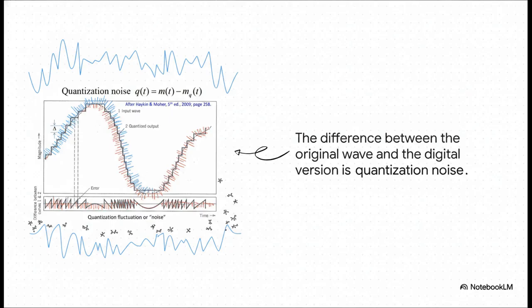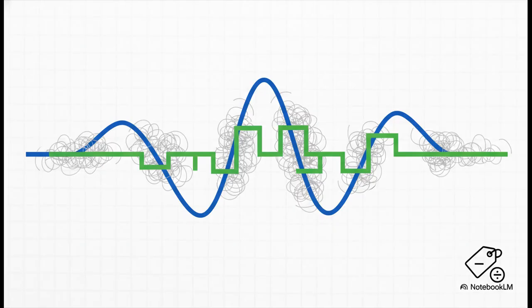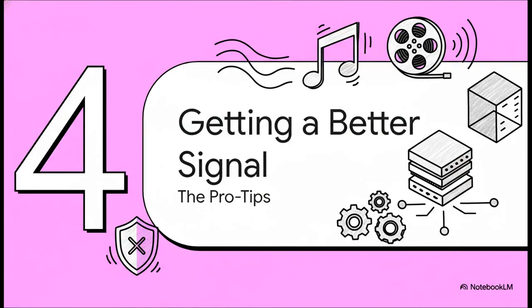That's quantization noise. So to put it simply, quantization noise is really just a fancy name for the rounding error that happens every single time the real world gets converted into data. It's the unavoidable price we pay for making that translation. So if this error is unavoidable, how do we get the crystal clear digital music and movies that we all love? Well, that's where engineers get really clever.